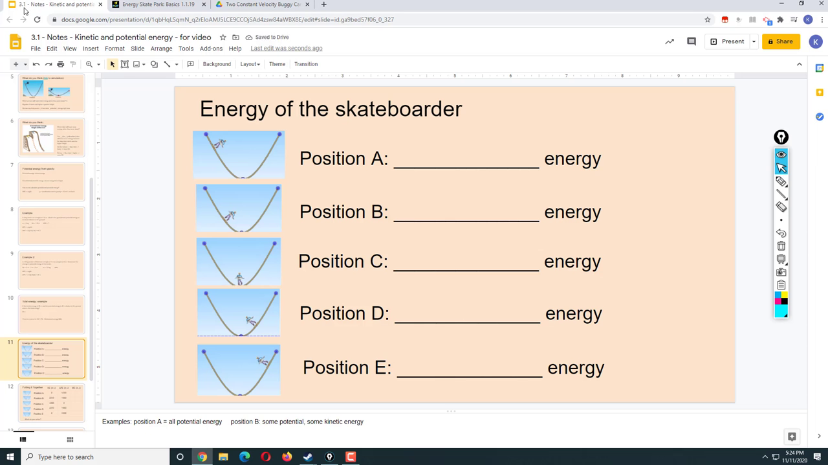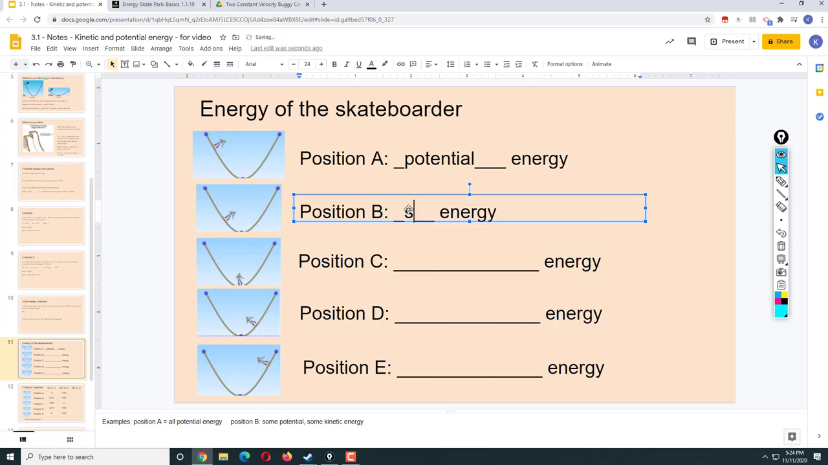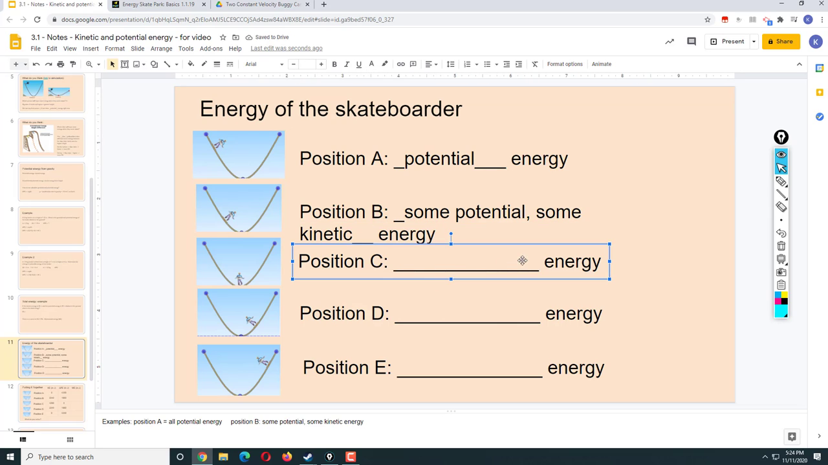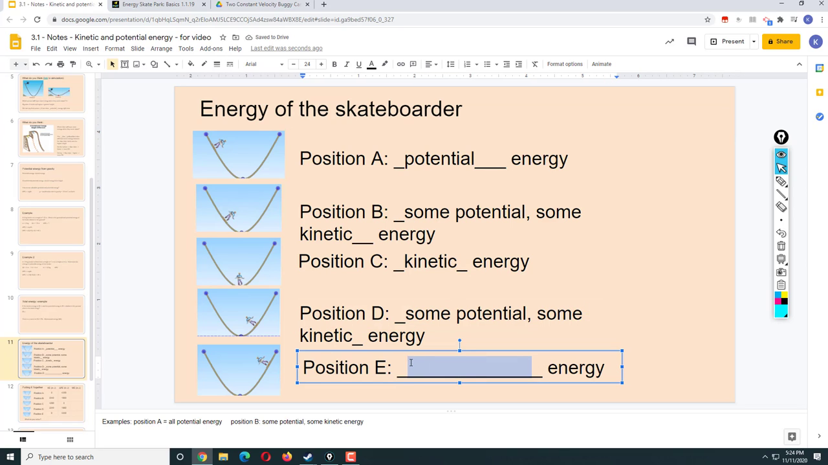On the bottom, almost all kinetic. In between, some of each. Okay. So here A is almost all potential energy. B, it's some potential, some kinetic. C, when it's on the bottom, is basically all kinetic. D, it's some of each, some potential, some kinetic. And when we get to the top, it's back to potential.